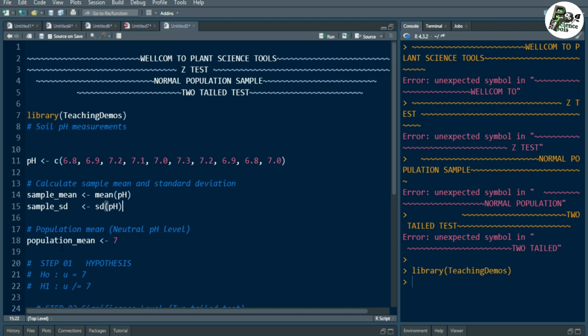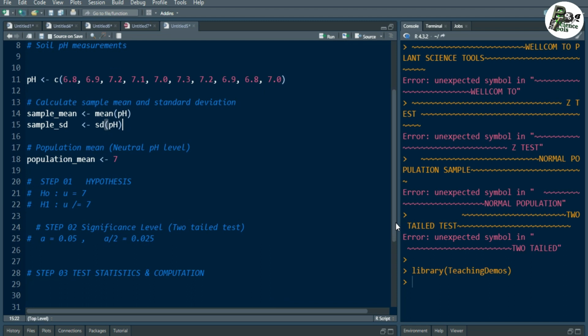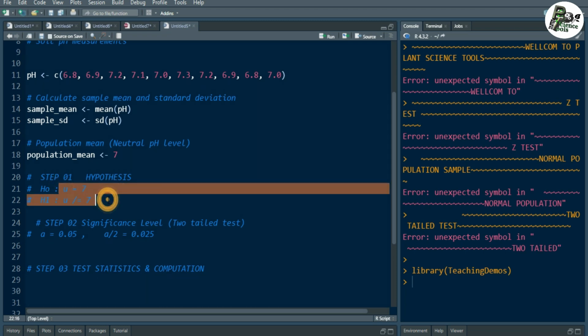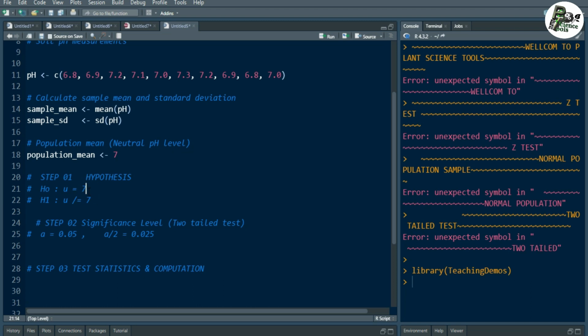This is the population mean, which is also given in the question. All the results should be about this population mean. So step 1 is to state our hypothesis. Our hypothesis should be like this: H0: mu is equal to 7, or H1: mu is not equal to 7. In both cases we discuss the population mean. Either our mean value is equal to 7 or is not equal to 7.